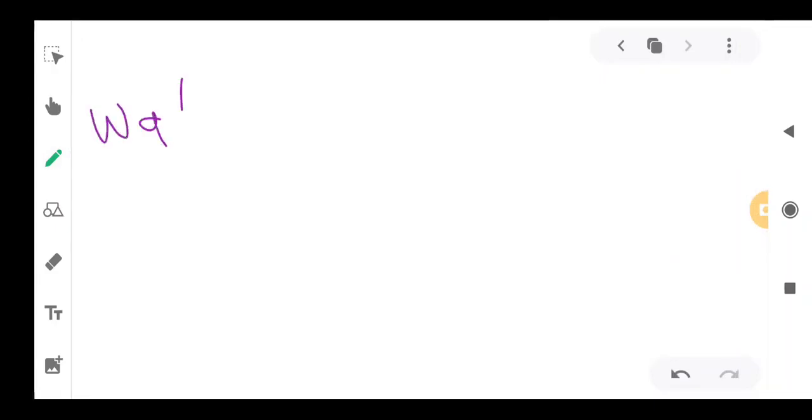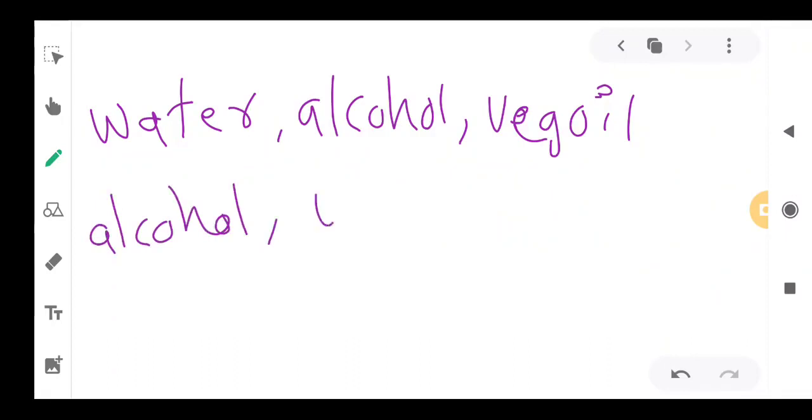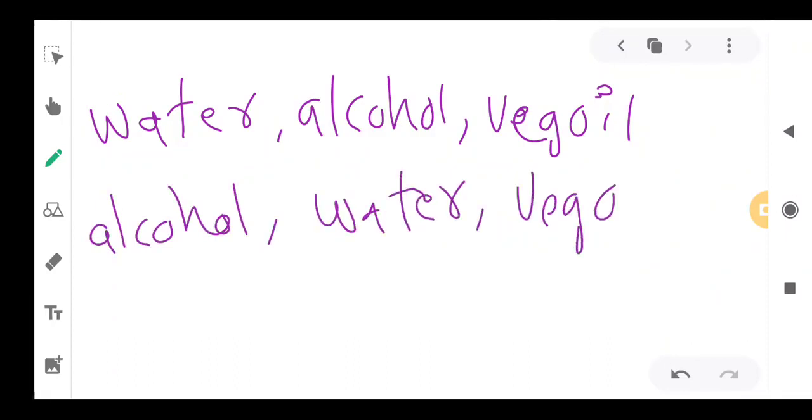Take water, which is a liquid, alcohol is a liquid, vegetable oil is a liquid. So in this, the alcohol diffuses much faster than water, and the water diffuses much faster than vegetable oil. So this is the activity we can suggest for this question. Same as the first one, take this activity and write this.